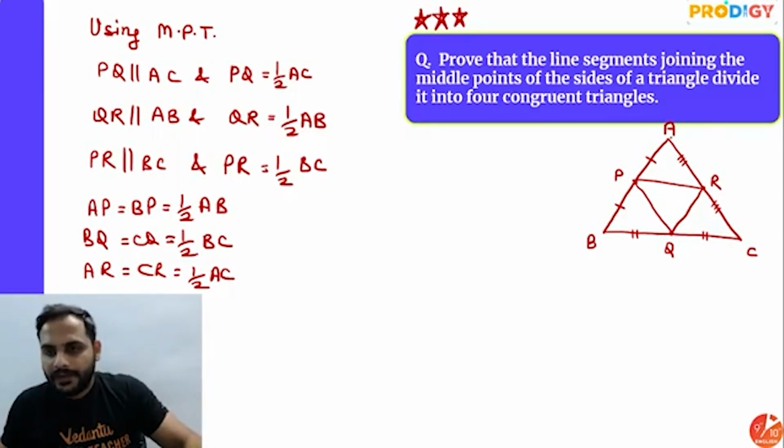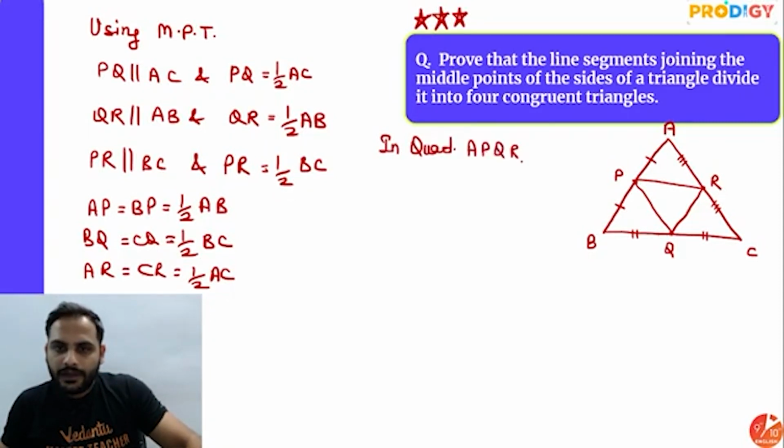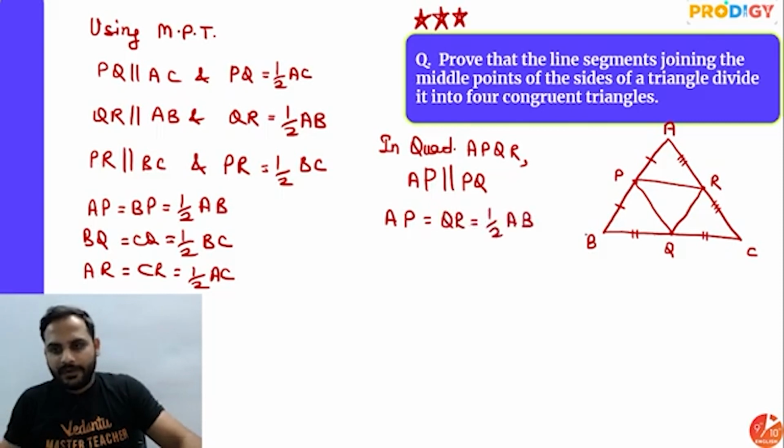I can say in the quadrilateral APQR, first thing guys, since AB is parallel to QR, AP will be parallel to QR, and I can say AP and QR both are equal to half of AB. So opposite pair of sides are equal as well as parallel.